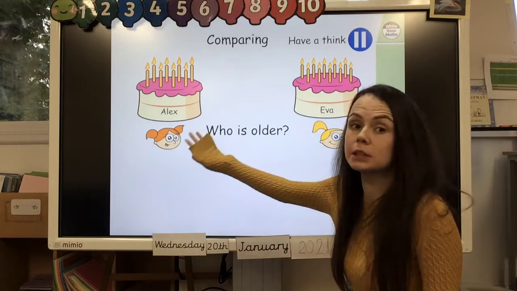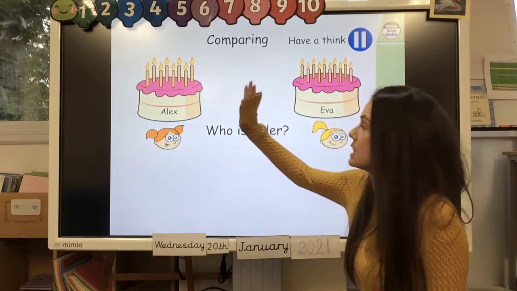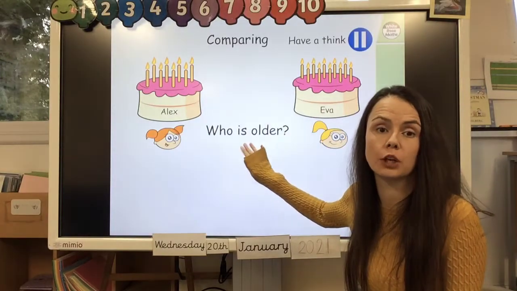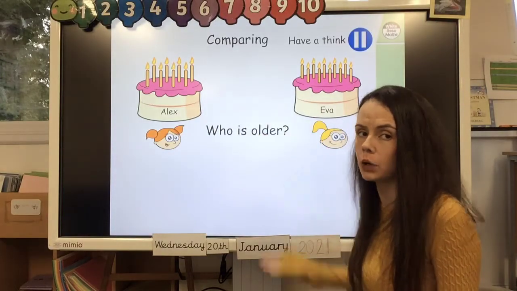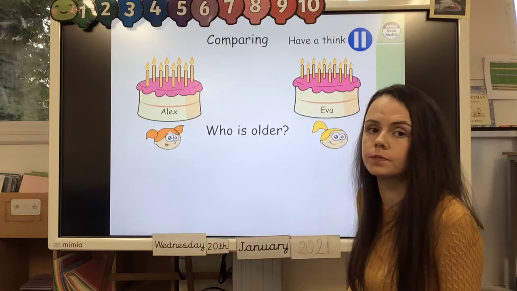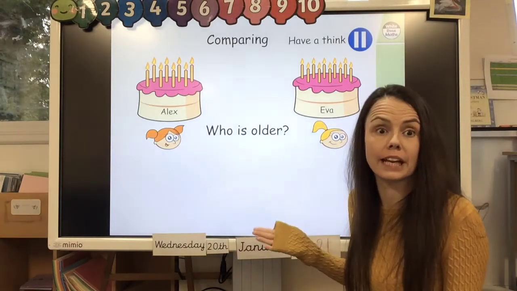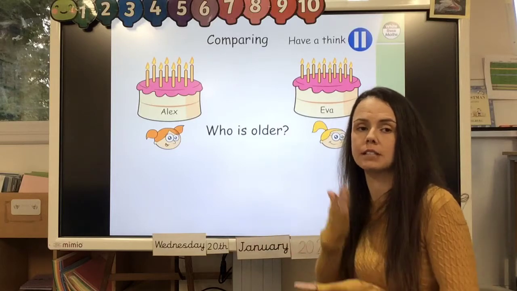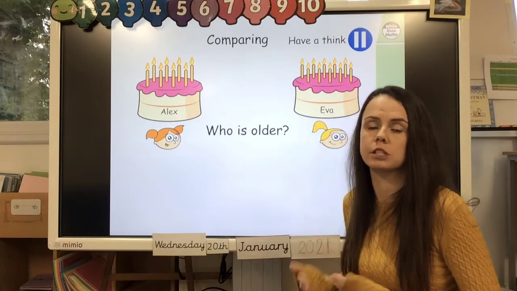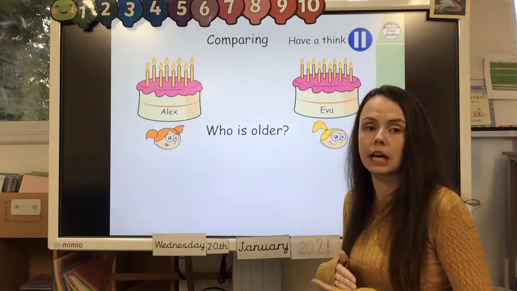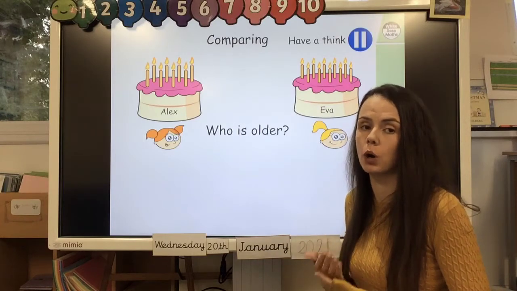So, we've got some cake here. It's Alex's birthday and it's Eva's birthday. And we're comparing to find out who is older. How can we figure out how old they are? We can count the candles because we put in the amount of candles as to how old you are. So if you were 1, you would have 1 candle. If you were 5, you would have 5 candles. So let's count the candles and see how old each girl is.